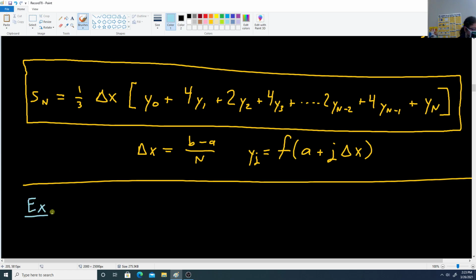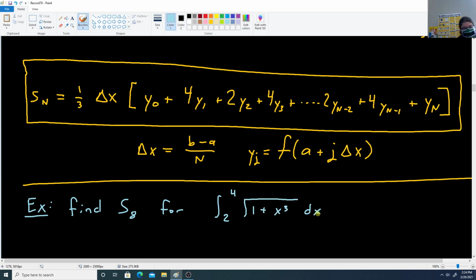So let's say, for example, we want to find S8. 8 is an even number, so we can use Simpson's rule to find S8. They give us the integral from 2 up to 4 of the square root of 1 plus x cubed dx.